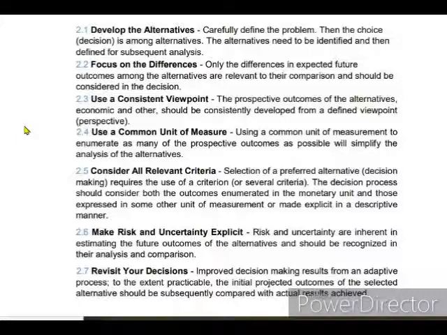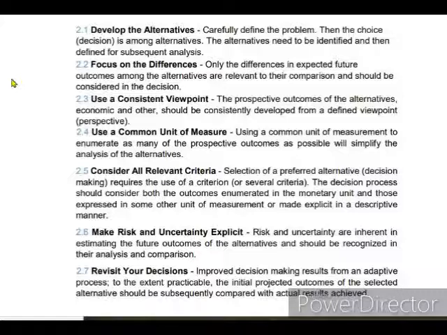Next, use a consistent viewpoint. The prospective outcomes of the alternatives, economic and other, should be consistently developed from a defined viewpoint or perspective. So we should not be changing our viewpoints here. We should root our viewpoints, or the basis, in the principles of engineering economy, and we should be consistent.